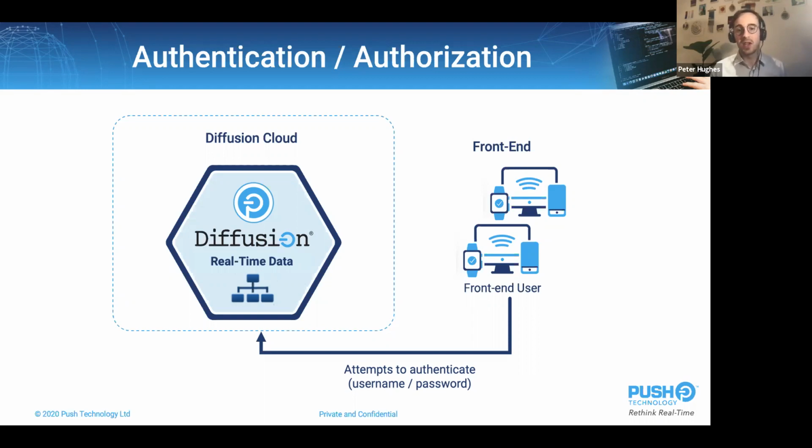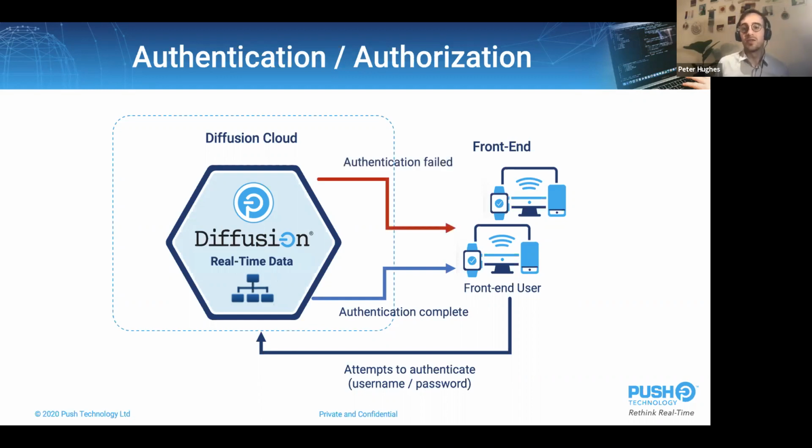Every front-end application provides a username and password or some other security token if required. Diffusion is then responsible for taking those credentials, validating them against the built-in store, and then either responding with an affirmative action, allowing that session to continue, or failing the authentication connection, in which case you as the front-end application will be notified and can handle it accordingly.